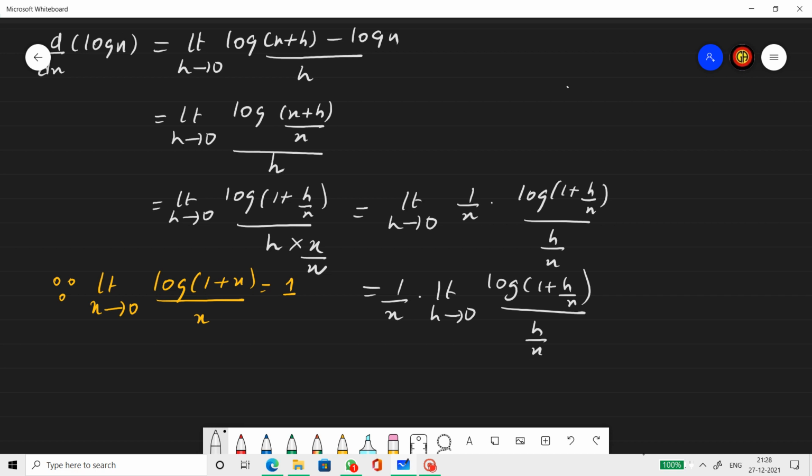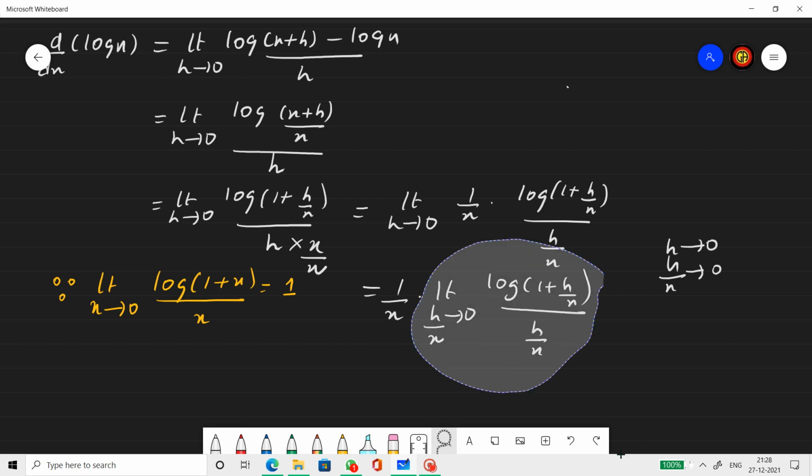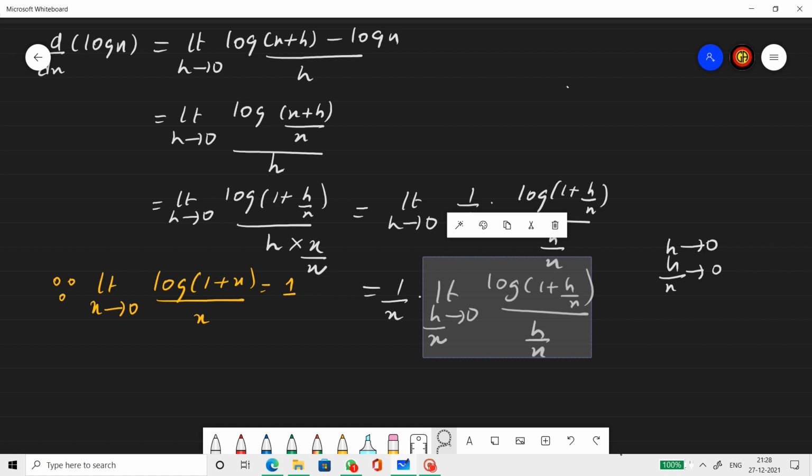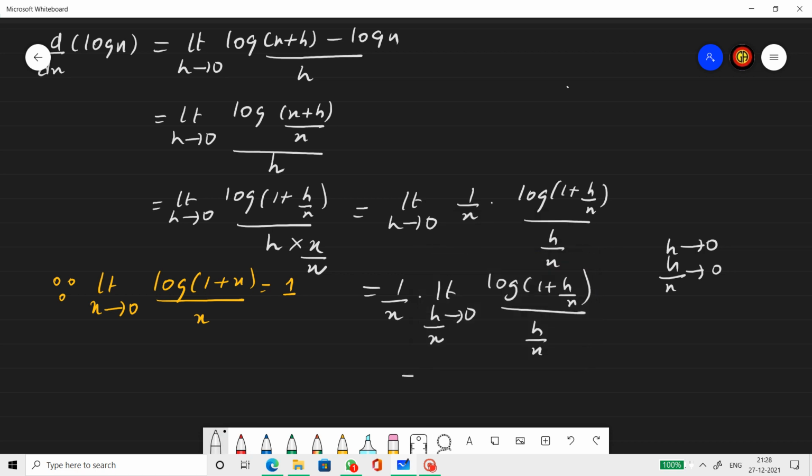So 1 by x is taken out: limit h tending to 0 of log of (1 + h by x) by h by x. Now when h is tending to 0, h by x will also tend to 0. When you divide by x, it remains 0, isn't it? So there is no harm in putting h by x tending to 0. Hence, this is in the standard form now, right? So the answer is 1, and 1 into 1 by x is 1 by x. Therefore, differentiation of log x is 1 by x by first principle.